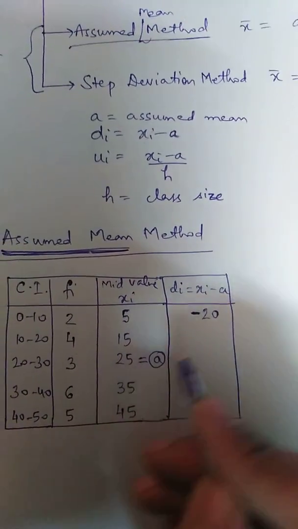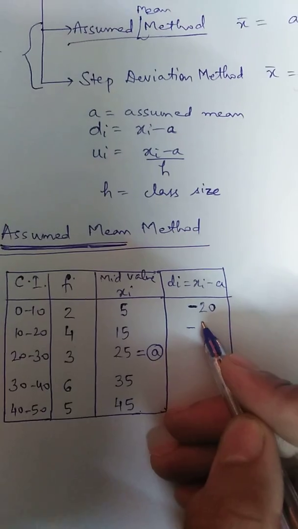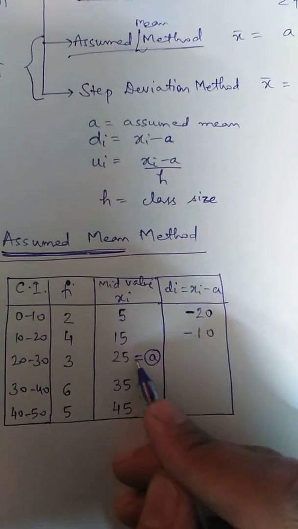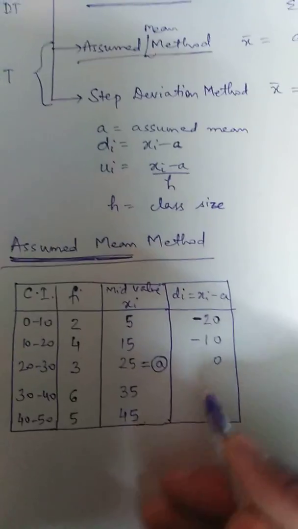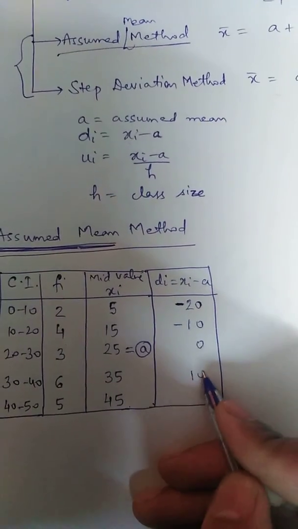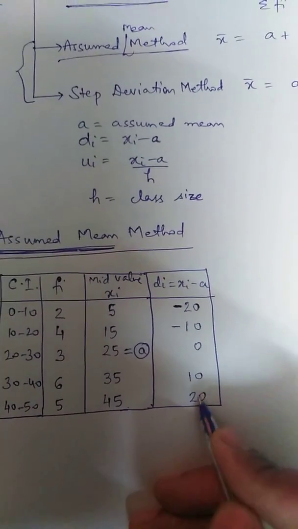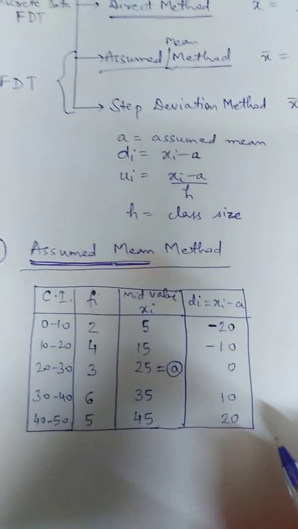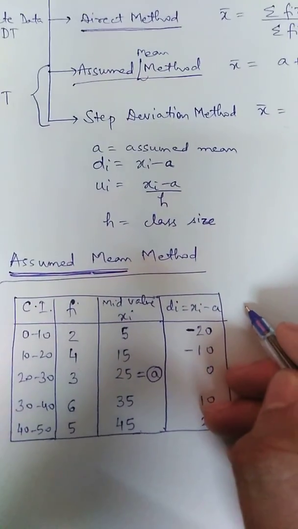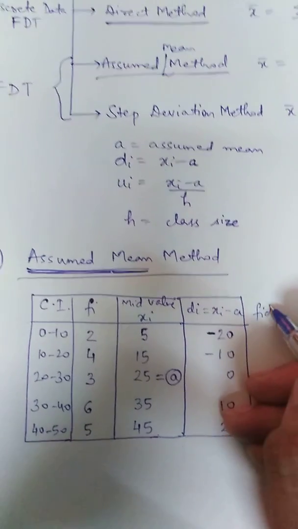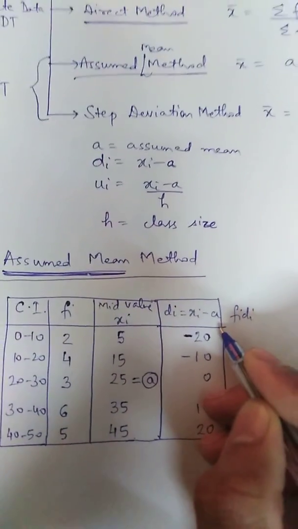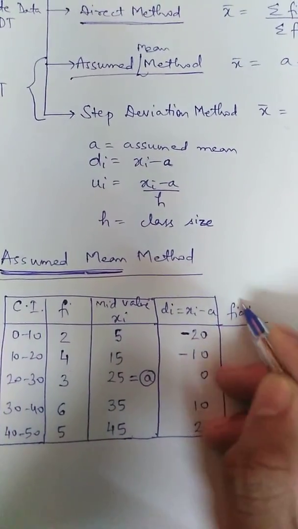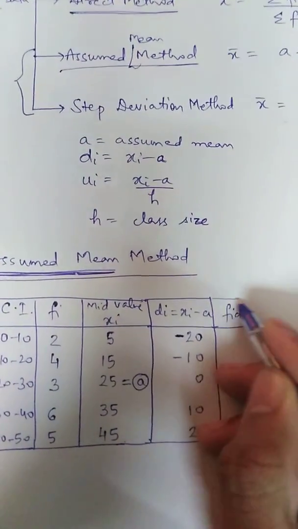15 minus 25 gives minus 10. 25 minus 25 gives 0. 35 minus 25 gives 10. 45 minus 25 gives 20. So here we have found di very easily. Now the next step, as we can easily understand, is finding fi di, because in the formula we have to find sigma fi di.